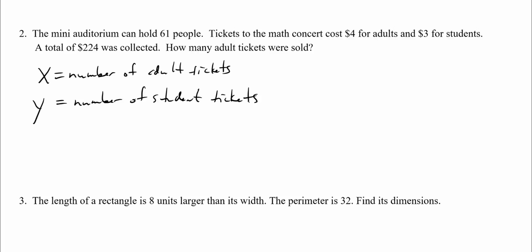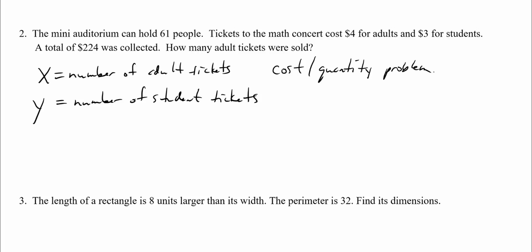So sometimes people say the variables are x is the cost of an adult ticket and y is the cost of a student ticket. I already know that. Adults cost $4 and students cost $3. So I don't need to set that equal. I don't need to find out how much each cost. I know what they cost. I want to know how many tickets were actually sold. Okay, so I call this a cost quantity problem.